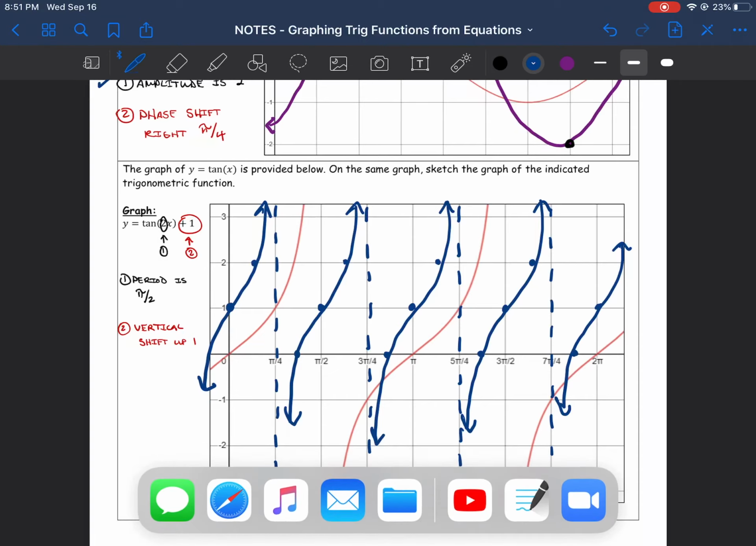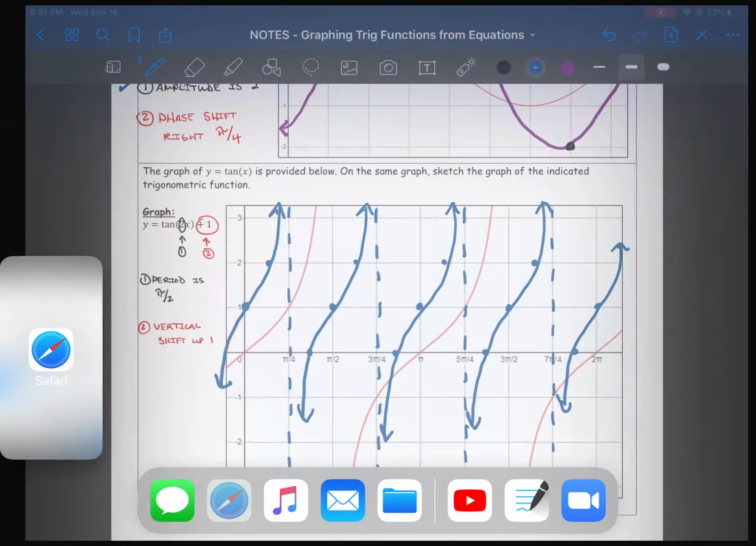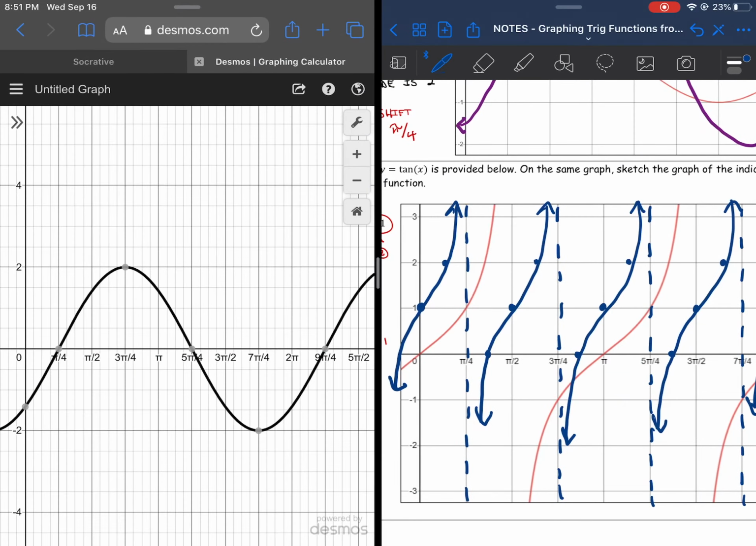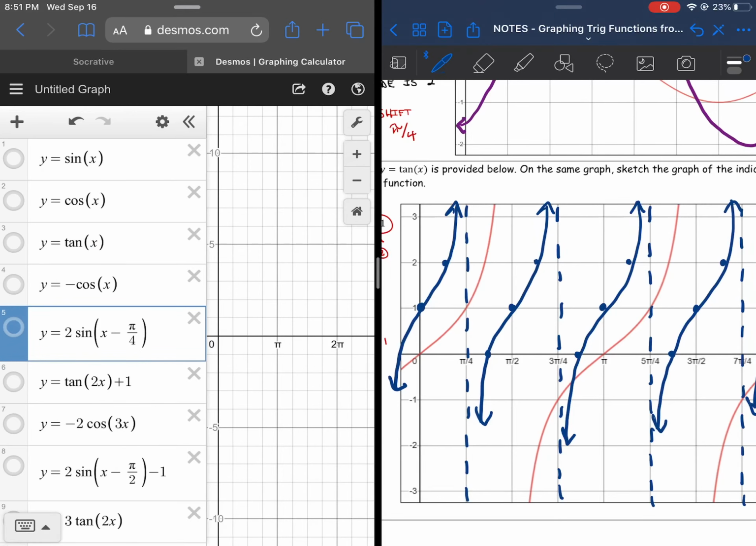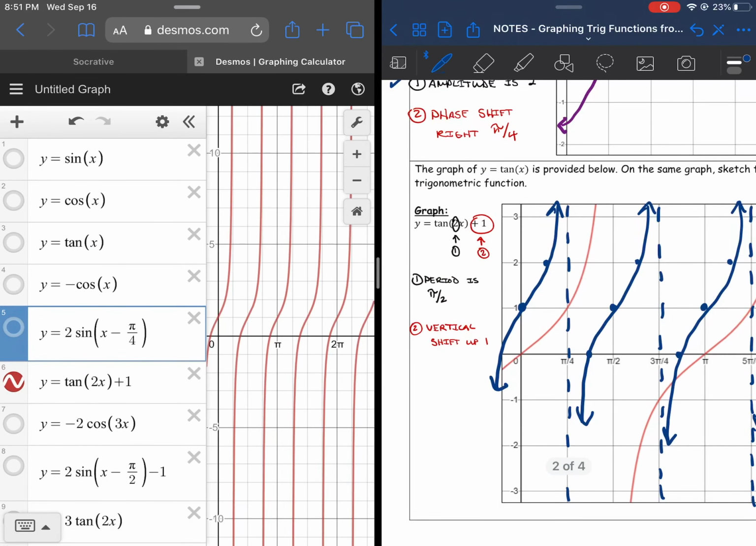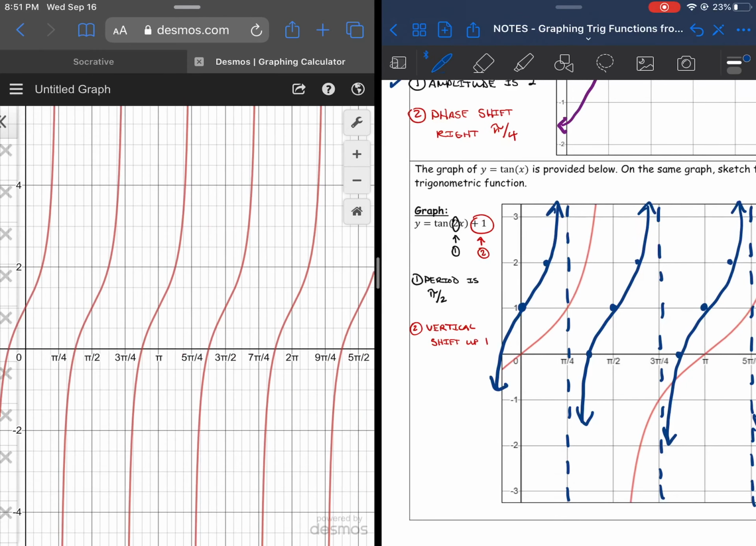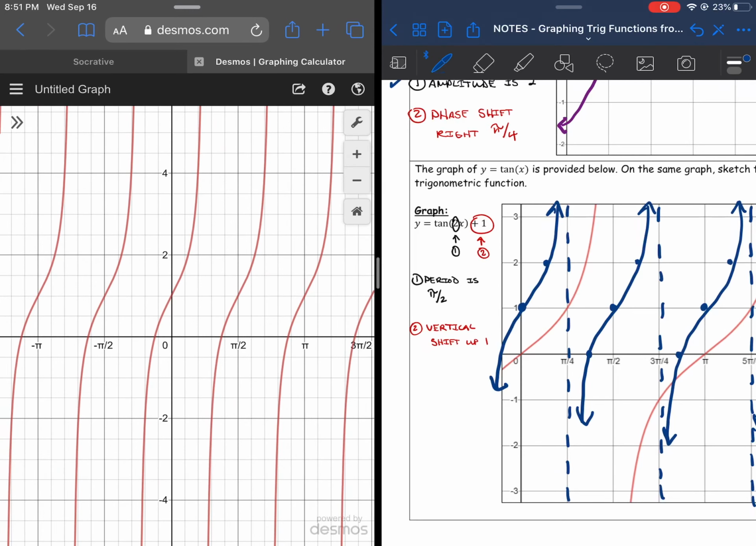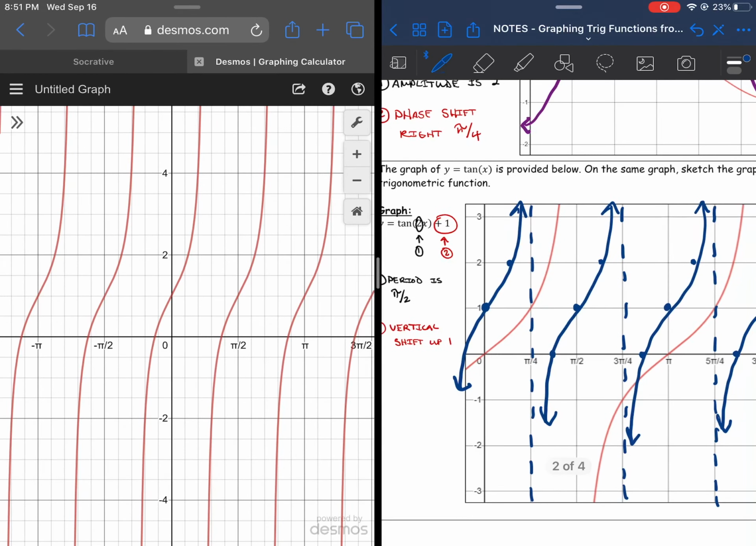Now, once again, let's go ahead and confirm with Desmos. So I've gone ahead and graphed this function in Desmos. Let's hide this one we were just looking at. So let's look at tangent of 2x plus 1. And let's look at some of these key features here to make sure that our points are matching up. So we want a point at 0, 1. Well, there's our point at 0, 1.